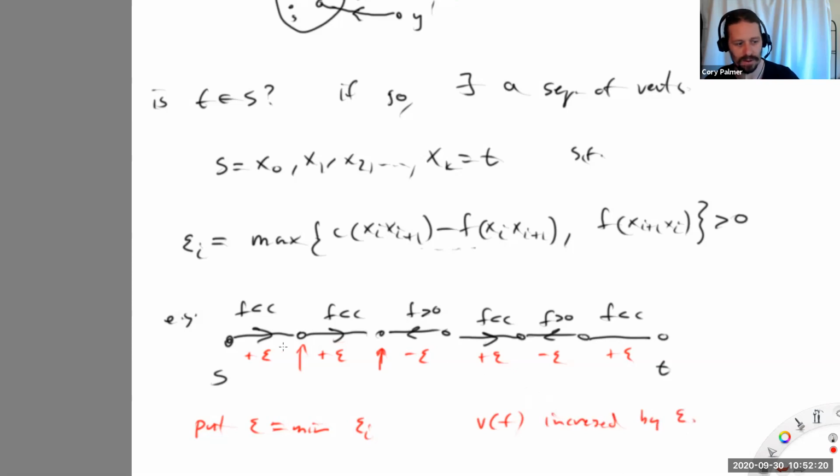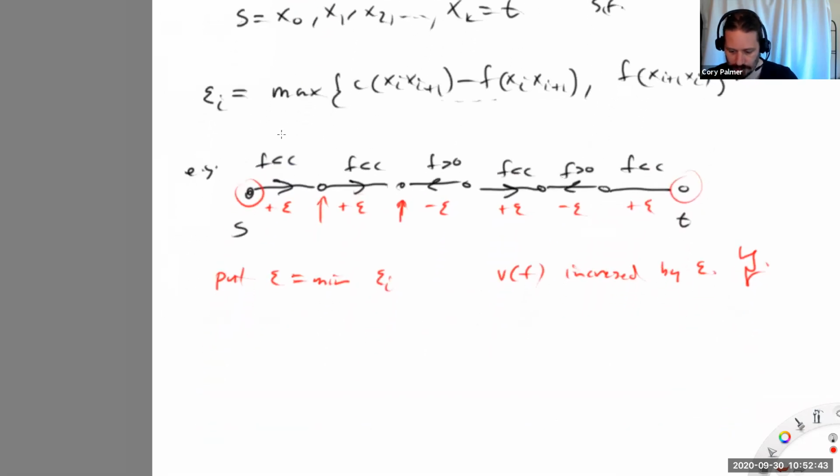We added epsilon at every single point here, added or subtracted as appropriate. So the total flow into T, or the total flow out of S, just increased by epsilon. That's a contradiction, right? F was a maximum flow, and we just made a flow with more. So what this means is that T is not in S, right? That's what we contradicted.